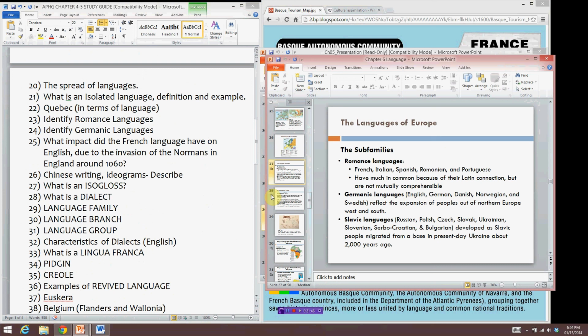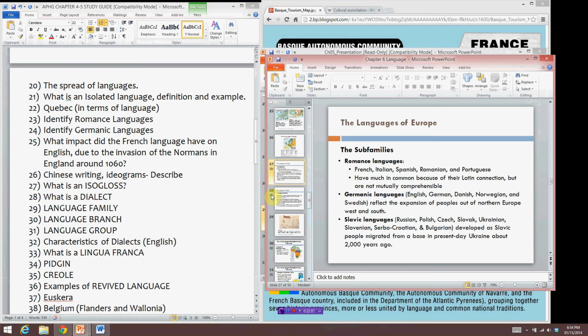Number 27, what is an isogloss? A lot of vocabulary on this section here. An isogloss is simply a barrier or a boundary in which you might see one word spoken one way, and then somewhere else the language or the dialect is going to yield a different word for the same concept. Let me show you what I mean.